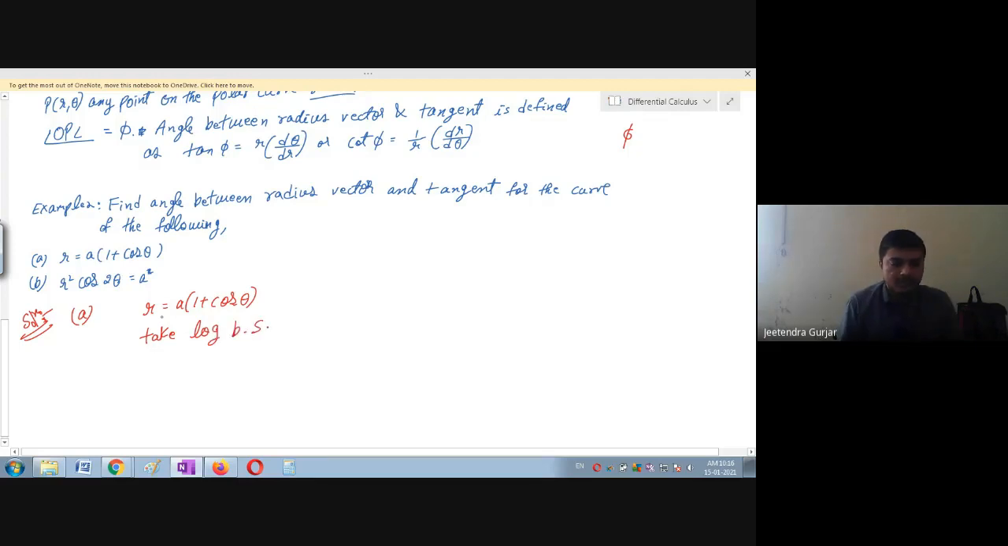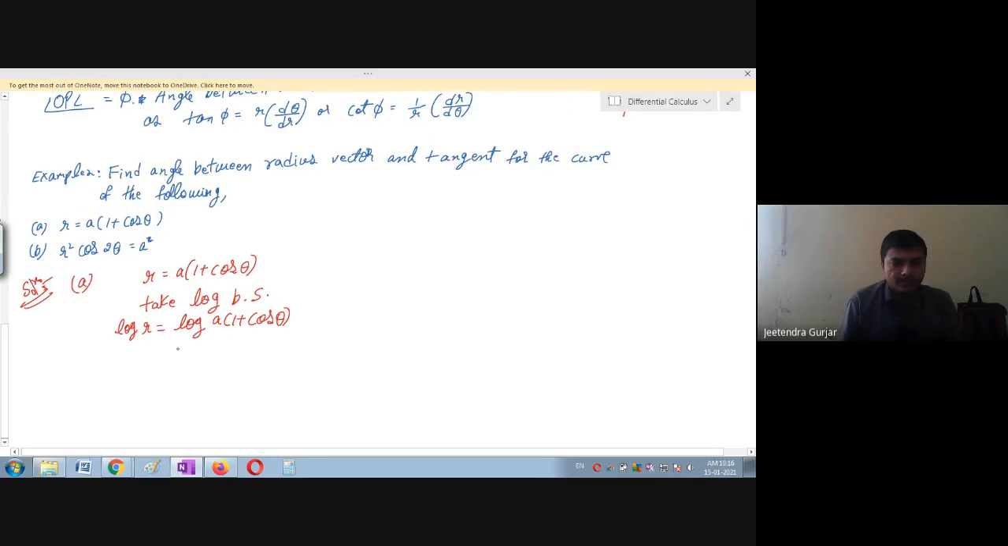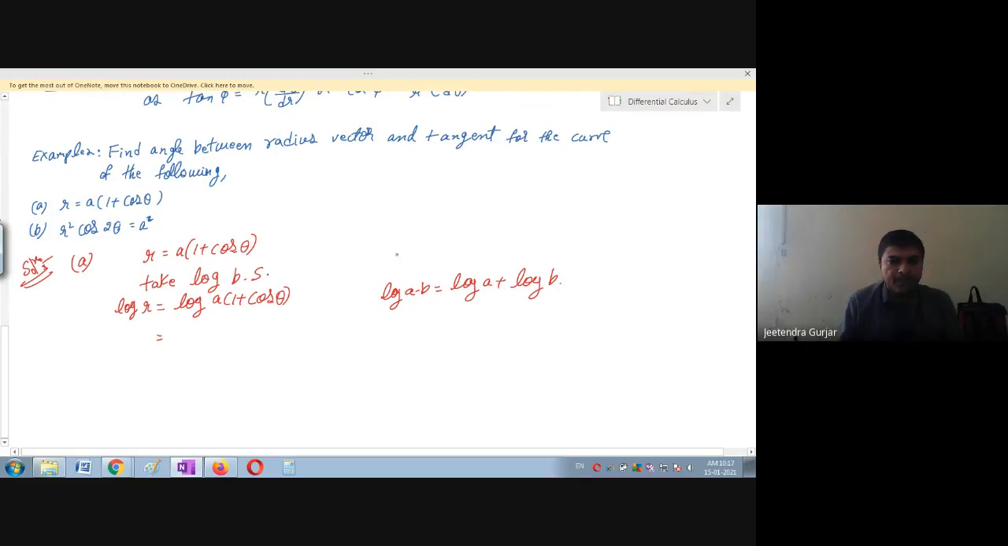Okay, so please remember this, students. In the first step, you are going to take log on both sides. So one can easily write log r is equal to log a into 1 plus cos theta. Is it clear? We are going to use the property of log: log of a into b is equal to log a plus log b. So please remember this property from your diploma class.